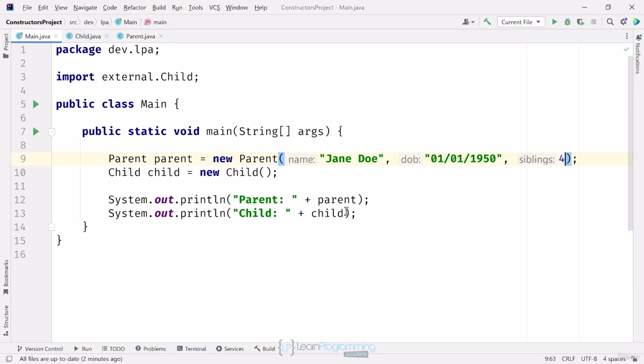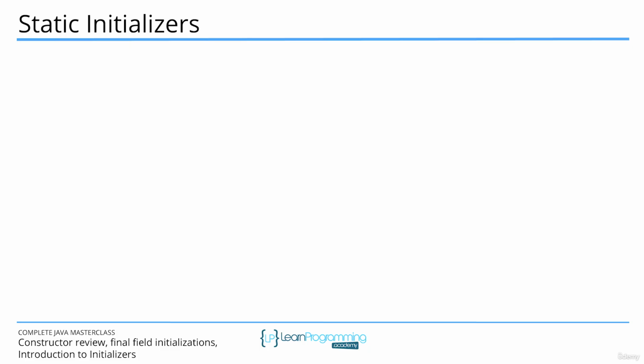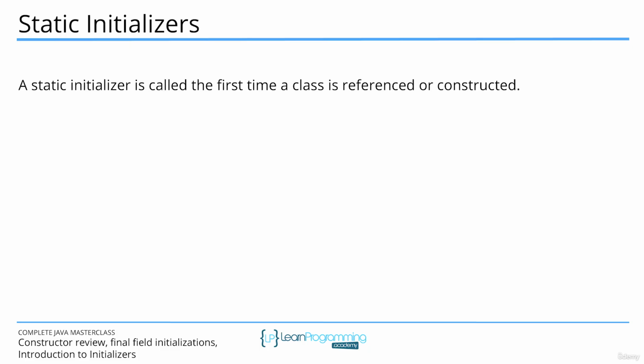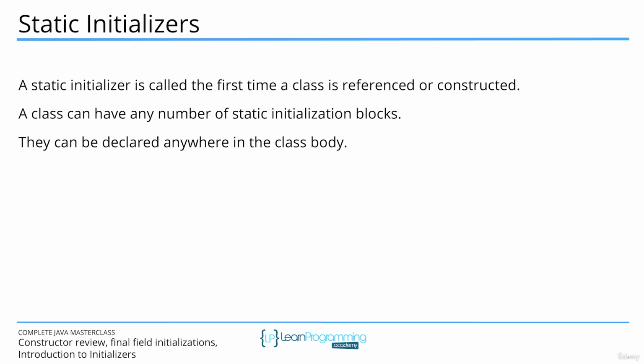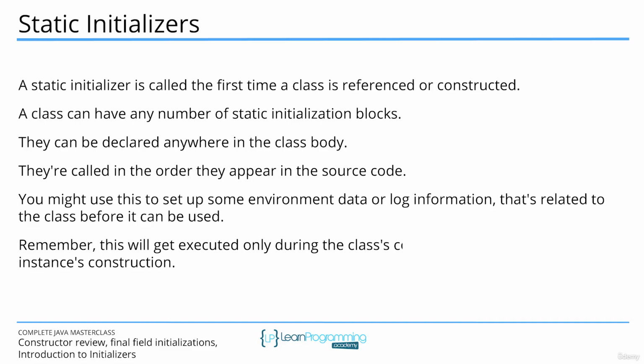running the code with this addition. You see that statement was only printed once just before I used the class for any reason. A static initializer is called the first time a class is referenced or constructed. A class can have any number of static initialization blocks. They can be declared anywhere in the class body. They're called in the order they appear in the source code. You might use this to set up some environment data or log information that's related to the class before it can be used. Remember, this will get executed only during the class's construction and not each instance's construction.